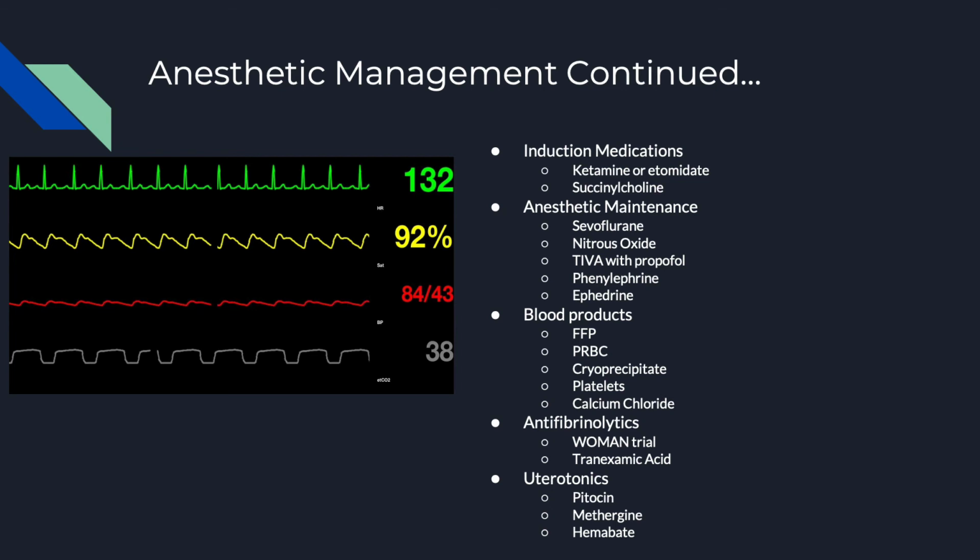Another option to treat exsanguination will be antifibrinolytics, and according to the WOMAN trial, tranexamic acid is safe and effective to use in this population. Lastly, in order to facilitate hemostasis, uterotonics such as Pitocin, Methergine, and Hemabate will likely be administered to contract the uterus and halt bleeding.